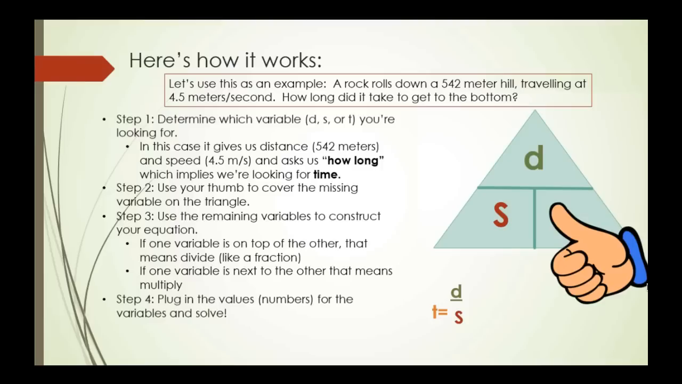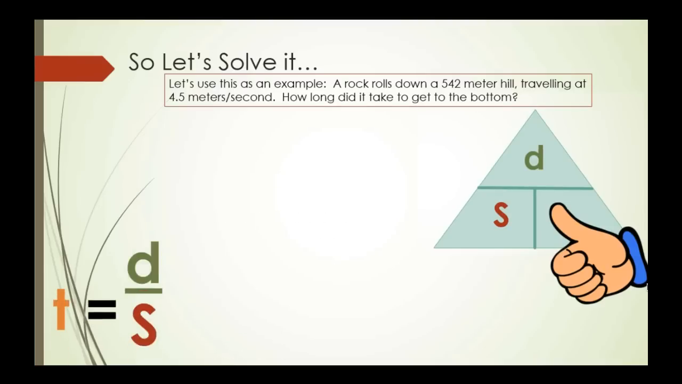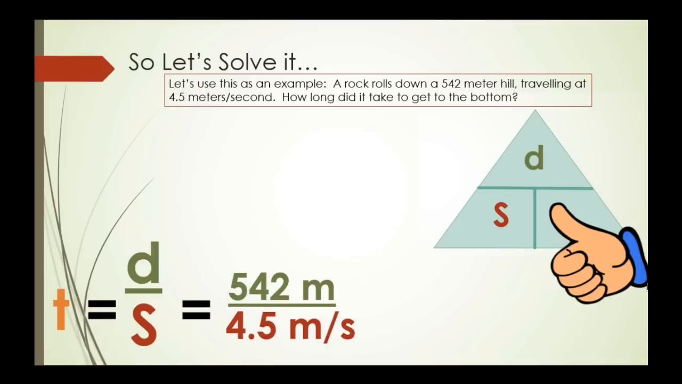And then all we do is we plug in the values, which are the numbers, for each variable, and we solve it. So let's solve it together, okay? We have T equals D over S, which equals 542 meters divided by 4.5 meters per second, which is what we're getting from our example. And we plug that into our calculator, we round to the nearest tenth, and we're left with 120.4 seconds. It's simple, guys. Super, super simple. But we have time for one more example.